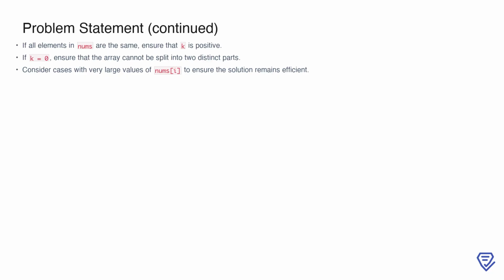Finally, we must also consider cases where the elements of nums are very large. Since the constraints allow values as high as 1 billion, it's essential to ensure that the solution is efficient and can handle these large inputs within a reasonable time frame. These considerations will help us design a robust solution to the problem.